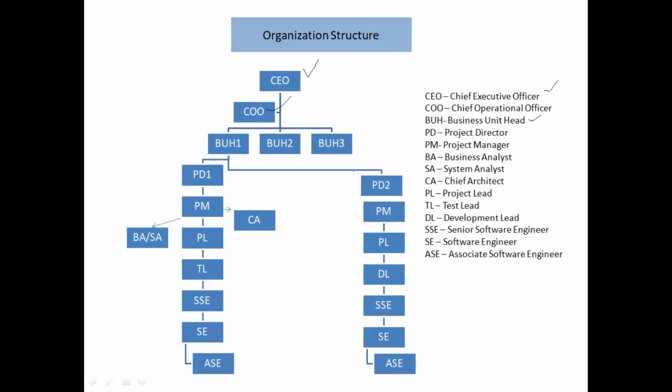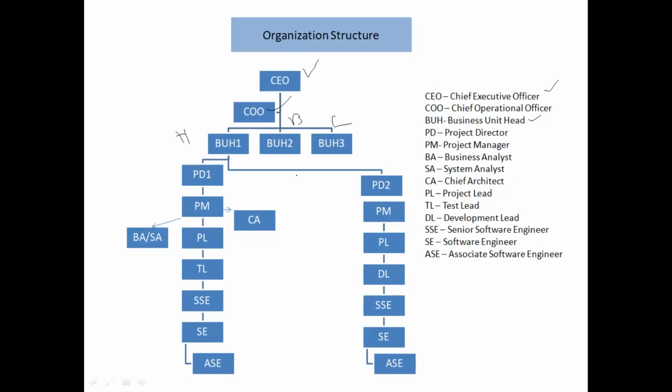Business unit heads are like, for example, your office is in Hyderabad: entire Hyderabad, one business unit head. Bangalore, one business unit head. Chennai, one business unit head. Like that, wherever you are operating, you will have business unit heads. In some companies, you may have another designation called president also. For example, entire India, one president, and entire USA, one president. It depends on the company structure. I'm just giving you an example.